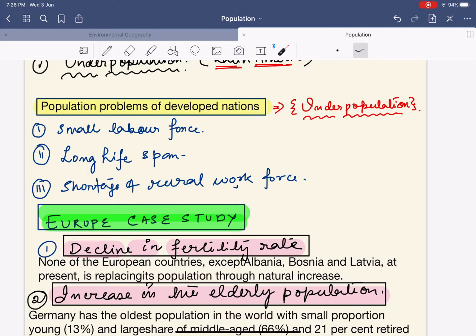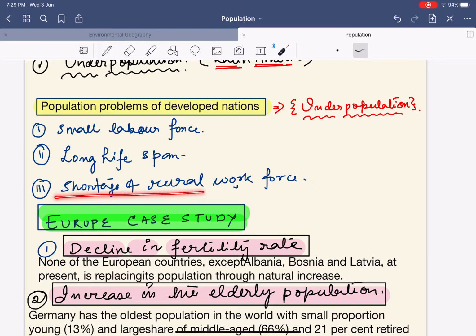Now, if you are having a long lifespan, then obviously the elderly population would be more. And if the elderly population is more, then social welfare measures have to be taken to at least sustain this elderly population. On the other hand, the elderly rarely work and they are more dependent. So that is a major problem. We'll talk more about it while we study the European case study.